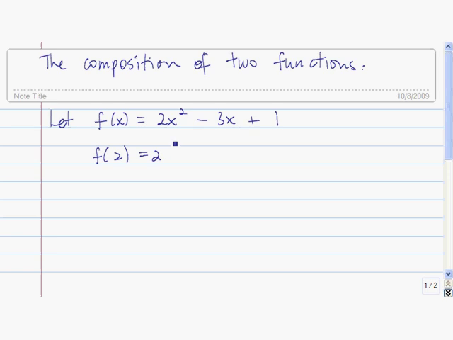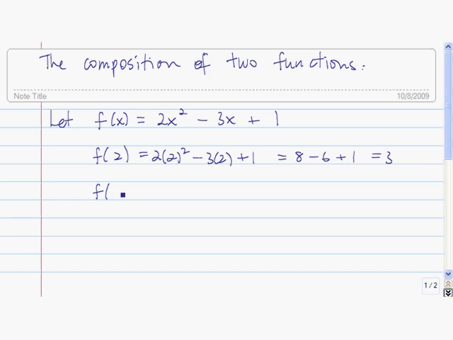So that's 2 times 2 squared minus 3 times 2 plus 1. So that's 2 times 4, which is 8, minus 3 times 2, which is 6, plus 1, and so that's equal to 3.